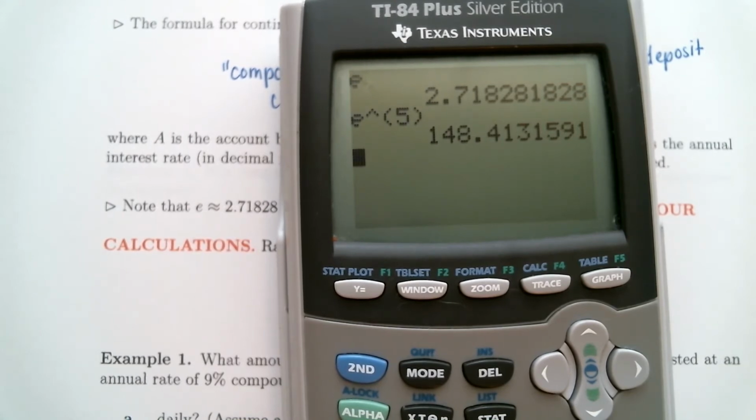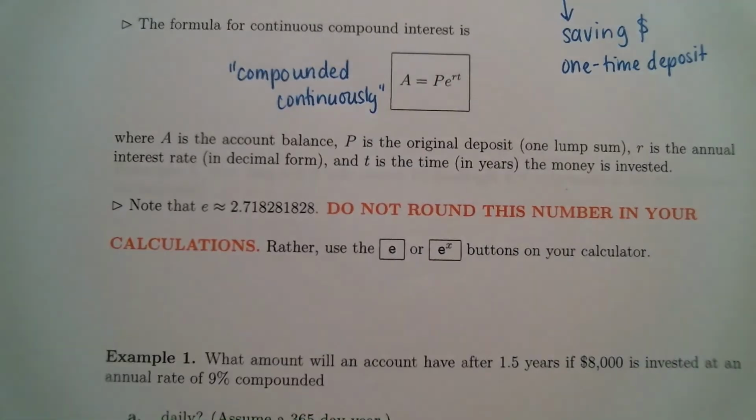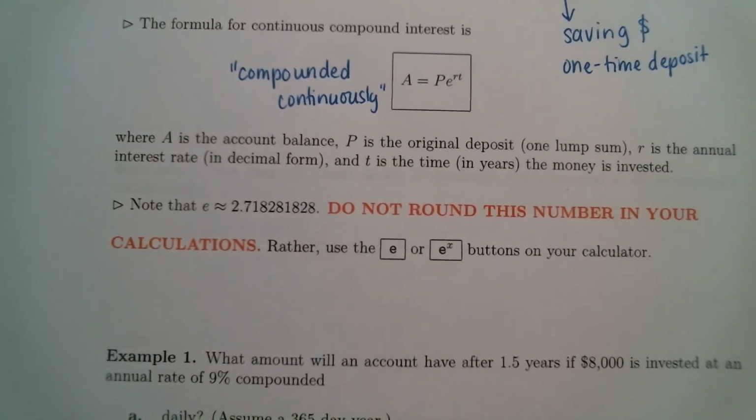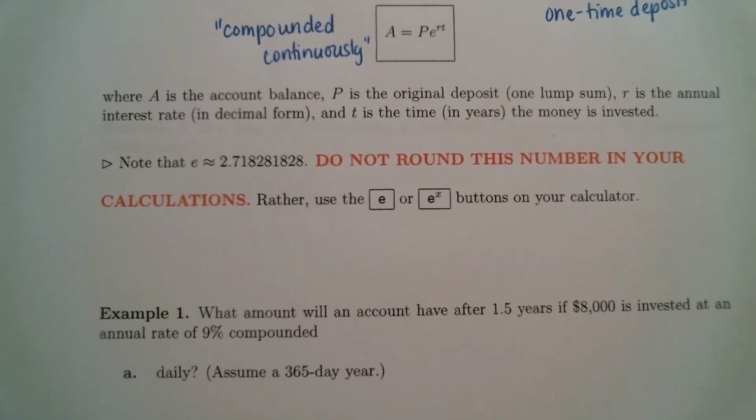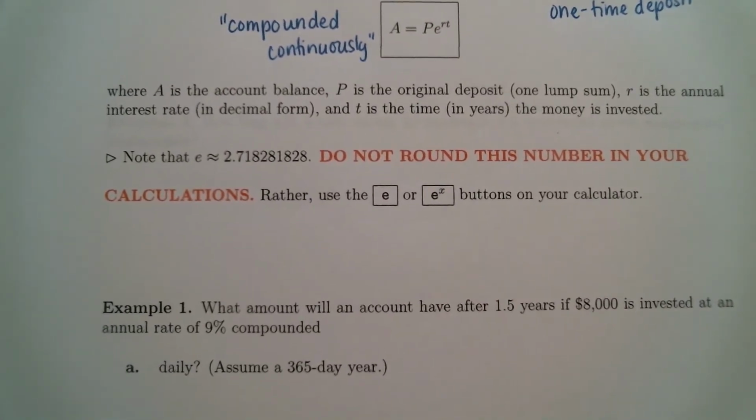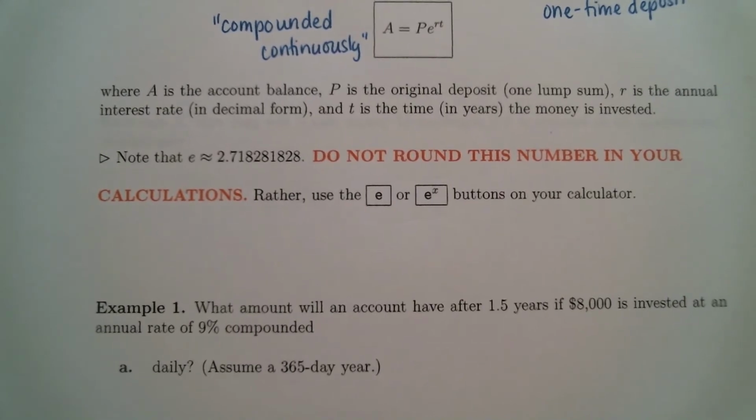So those are the two buttons you want to be able to use for continuous compound interest, okay? Again, do not round E, but do have in the back of your brain that E is a decimal like pi. E is approximately equal to 2.71, okay?